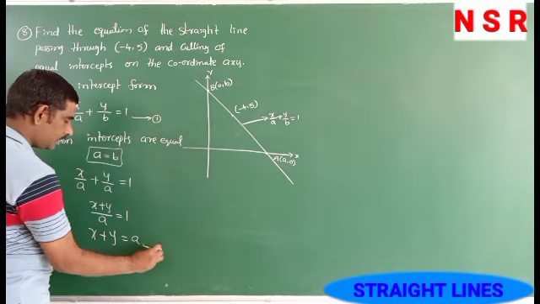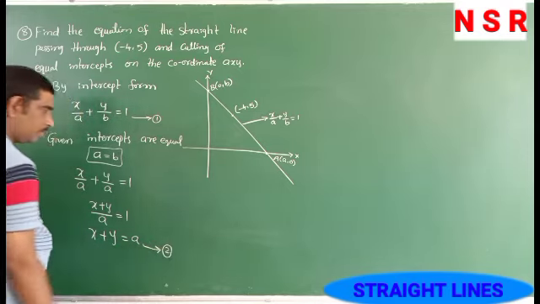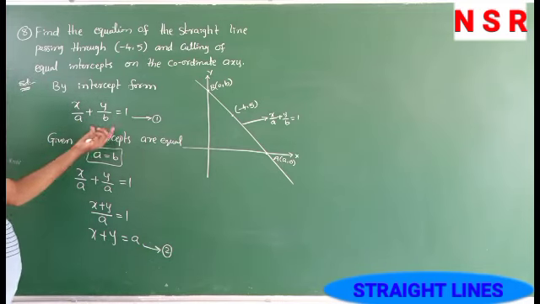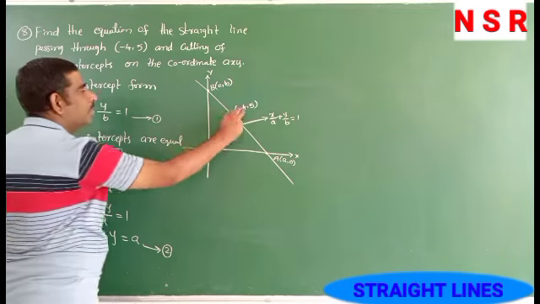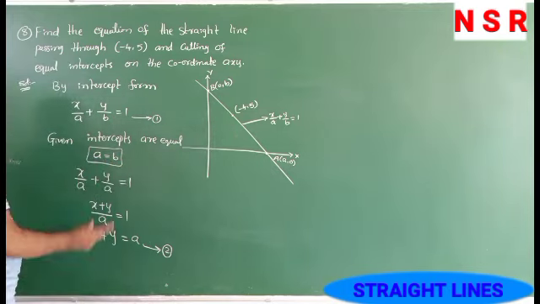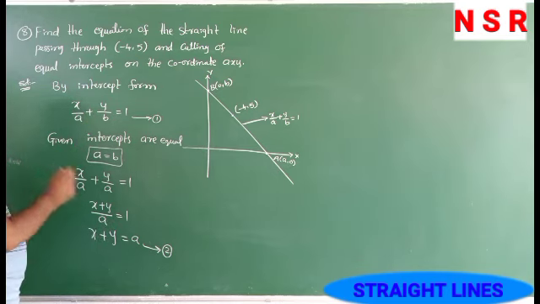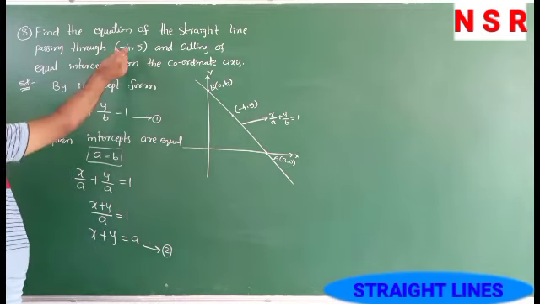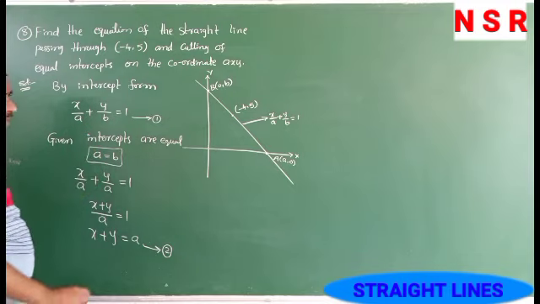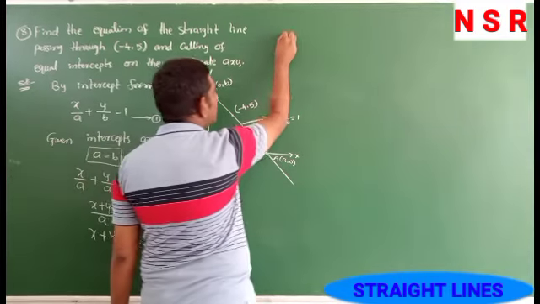So take it as equation number 2. After equating intercepts, we get x plus y equal to A, and this line is passing through minus 4 comma 5.